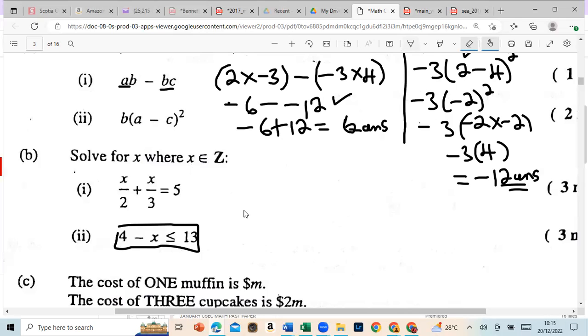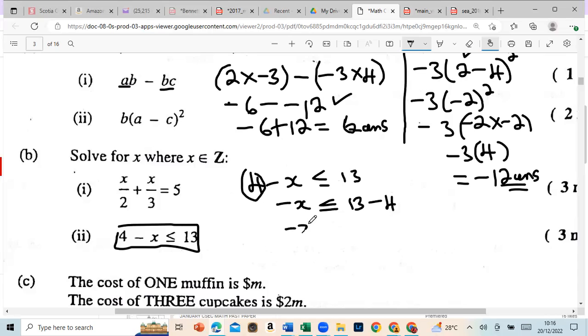All right, so first we're going to write it back so you guys can see: 4 minus x is less than or equal to 13. So first we get rid of this 4 by subtracting 4 from both sides. So we minus 4. So now we have negative x is less than or equal to 13 minus 4, which gives us 9.